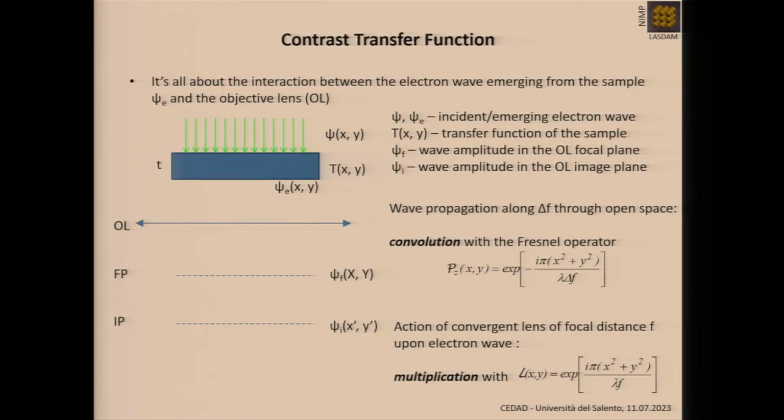And we have another operator associated to the action of the lenses onto the electron beam. In this case, we operate with the convolution. In this case, we operate with the multiplication.